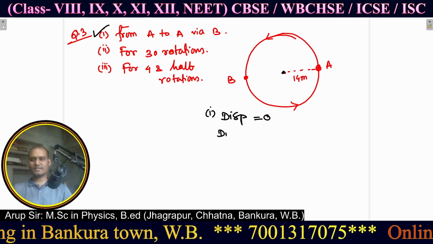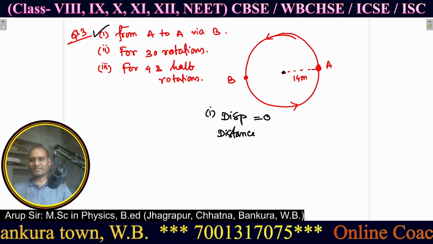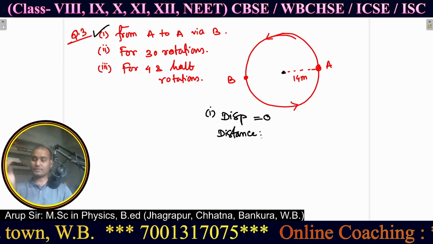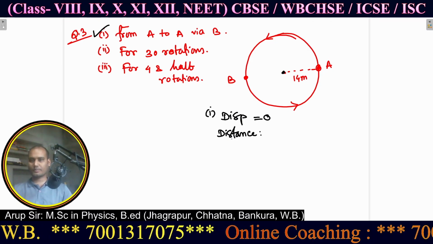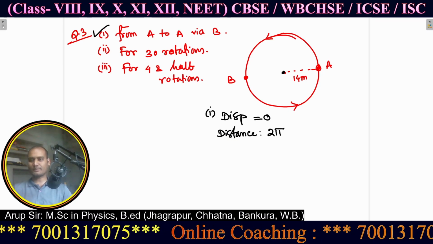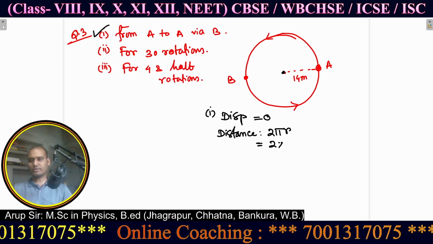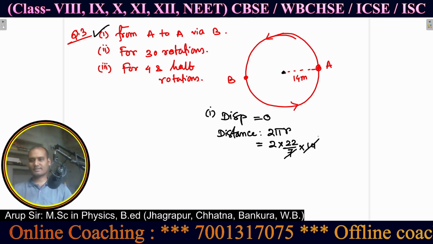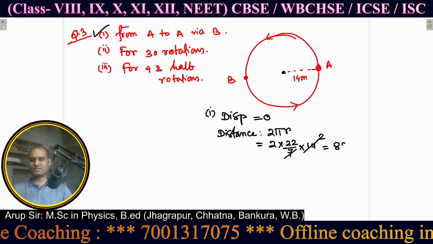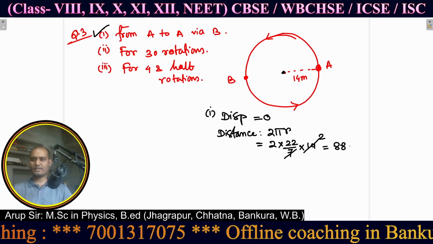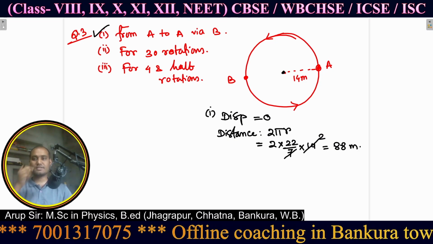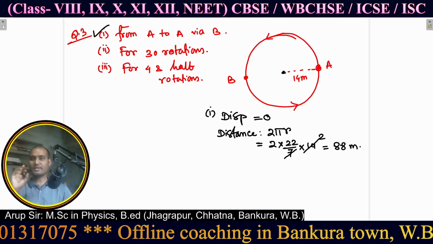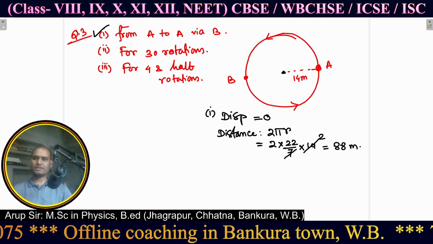For distance, what? Simply path length. Path length means total circular path we have to calculate, means circumference 2 pi r. So 2 into 22 by 7 into r, which is 14. So after cancelling we are getting how much? That is 88 meter. Okay, 88 meter. This is the distance for the first case. Distance and displacement, it is known.